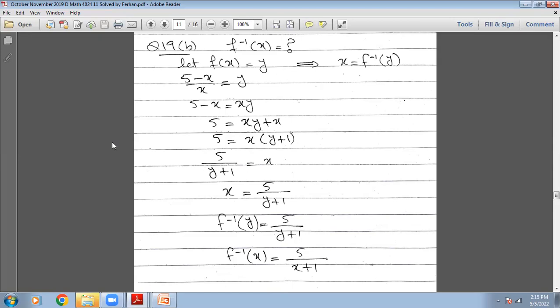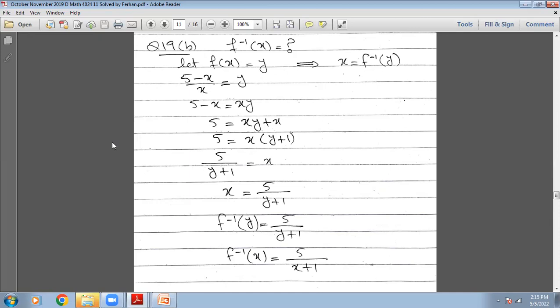It's 5 minus x divided by x equals y. Cross multiply. 5 minus x equals xy. 5 will be equal to xy plus x. Take x common. So 5 is equal to x bracket y plus 1. Make the x alone. That is the main object. We will make x the subject of the formula. So x will be equal to 5 divided by y plus 1.